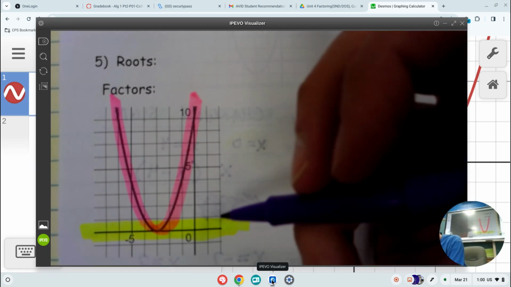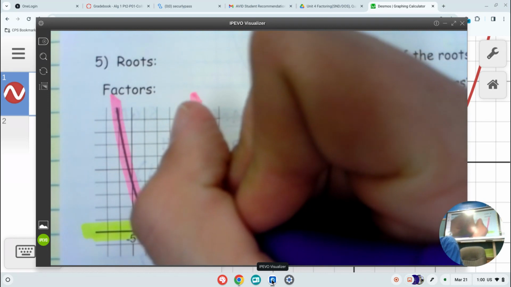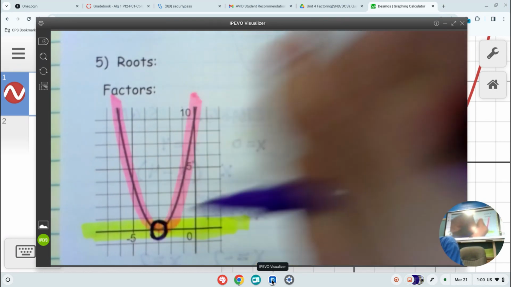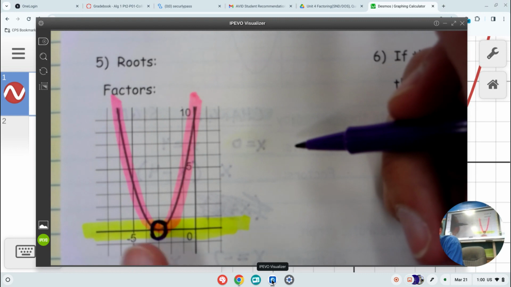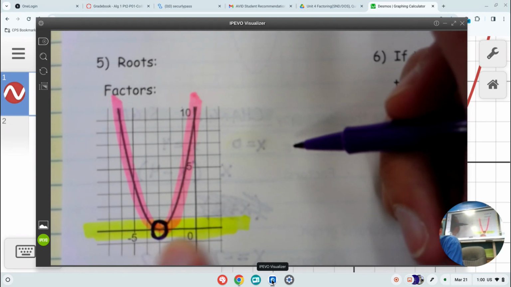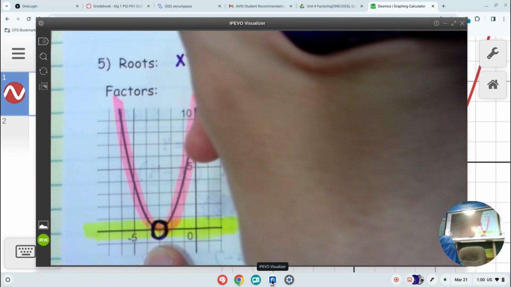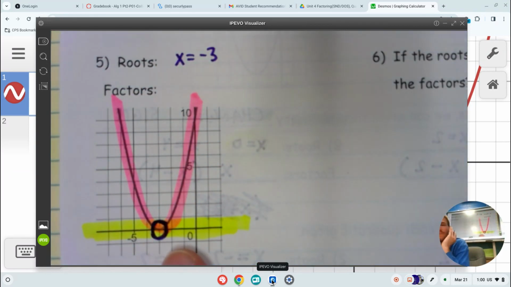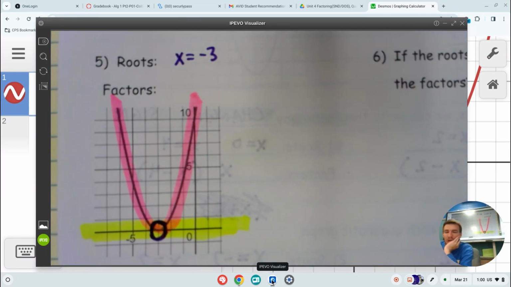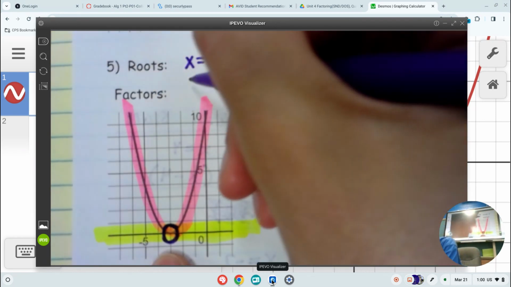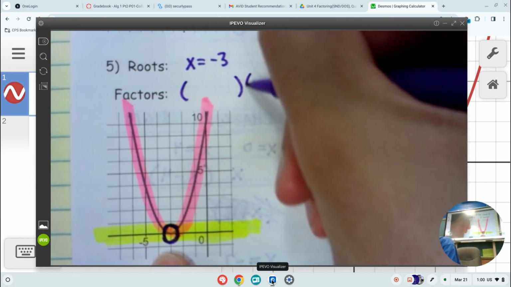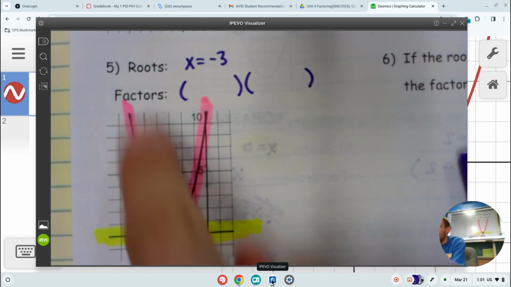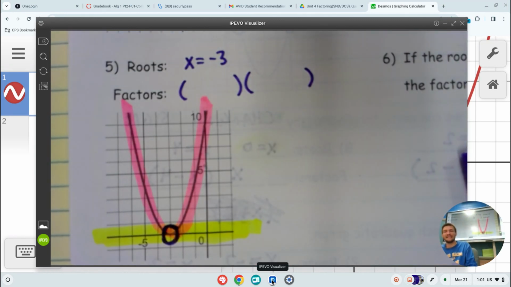And we look for our x-intercepts. And I've only got one. I only see this one right here. It looks like it's at -3. X equals -3. But the thing about this is that a parabola, a U shape, is guaranteed to have 2 factors. Okay? A parabola is guaranteed to have 2.